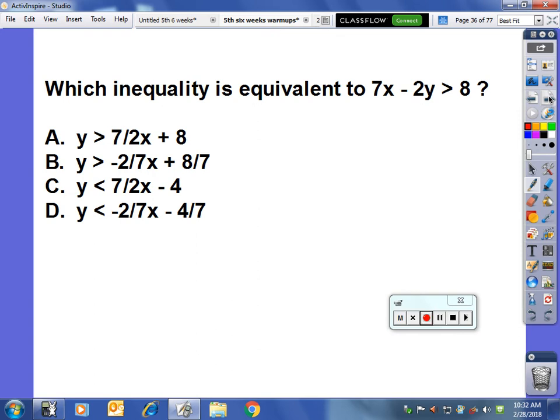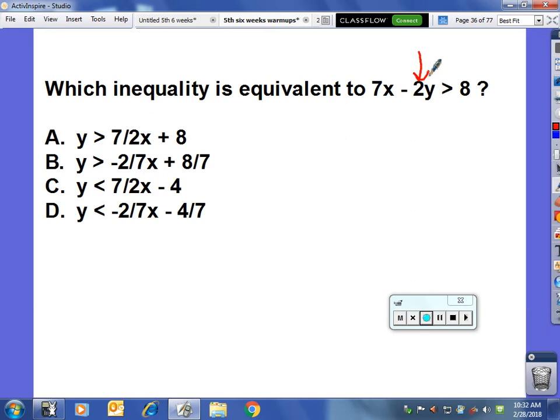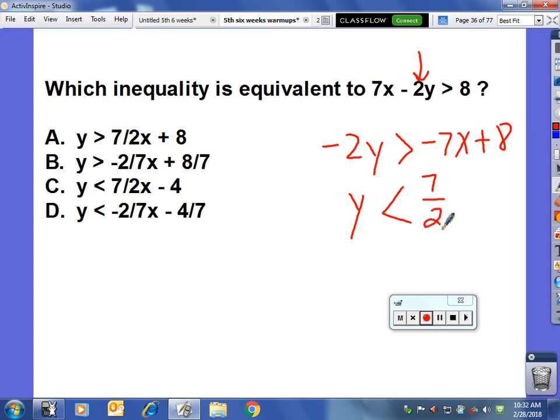Now, you can almost look at this and tell if you're going to need to flip or not. I can tell before I even start the problem that there's a -2 in front of Y. What does that mean? I'm going to have to flip the symbol. Move the 7x to the other side. It becomes -7x. I'm about to divide by -2. It becomes Y is less than 7 over 2x minus 4. It was C.